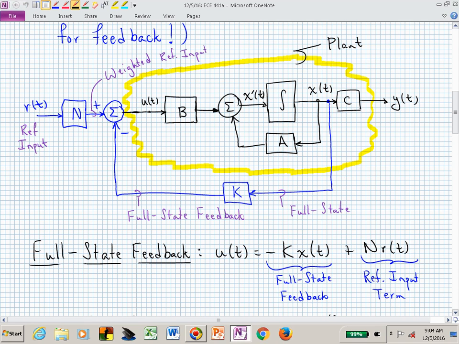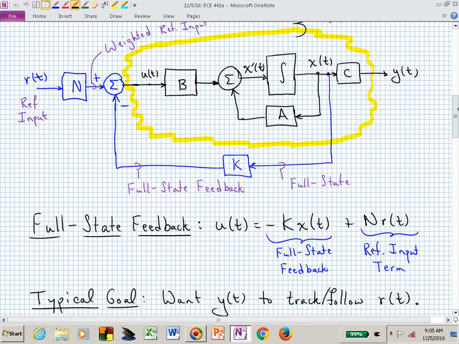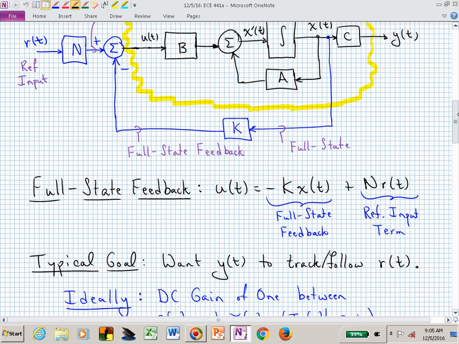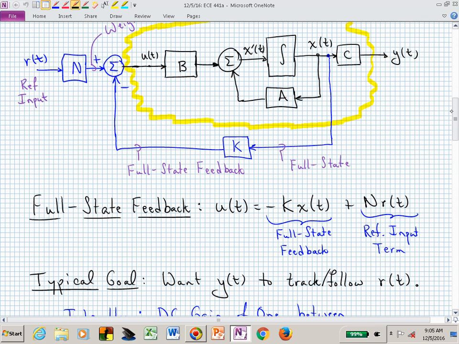Again, full state feedback is potentially made up of two pieces. The feedback piece is really just the one piece. It's a linear combination of the state vector with this gain matrix K. That's what's linearly combining the state variables. And then we have our reference input term, which is N times r(t). And our typical goal is we probably want the output y to be following the input r. That's our typical goal.